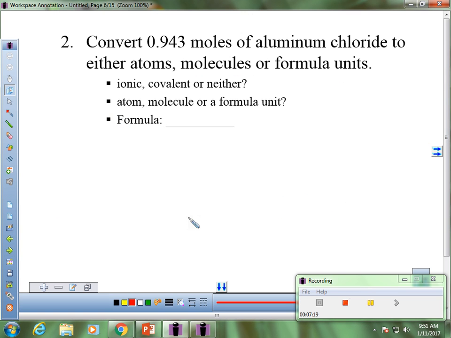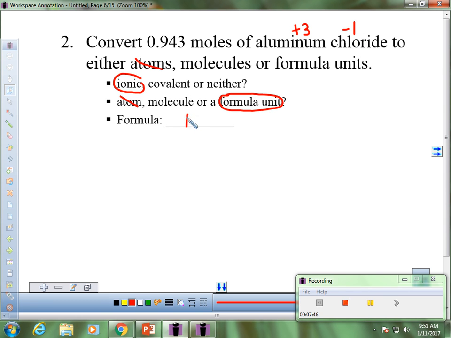Alright, so let's look at the next one. You have 0.943 moles of aluminum chloride. This is a compound, so it's not going to be an atom. Not going to be an atom because it's more than one. It's got a metal and a non-metal, so therefore it is ionic. And because it's ionic, it is a formula unit. And we have to take the oxidation number. This is a positive 3. This is a -1.